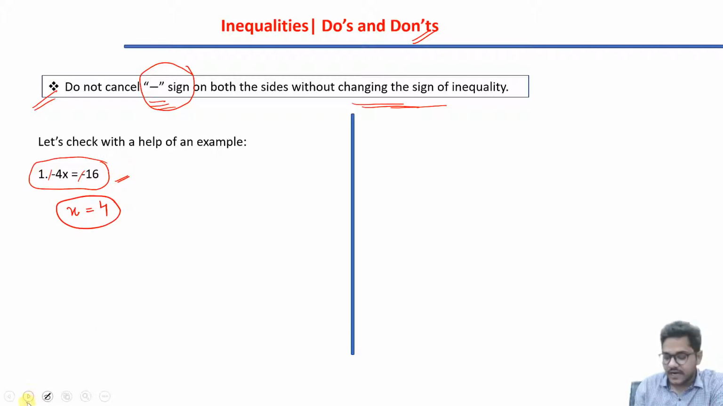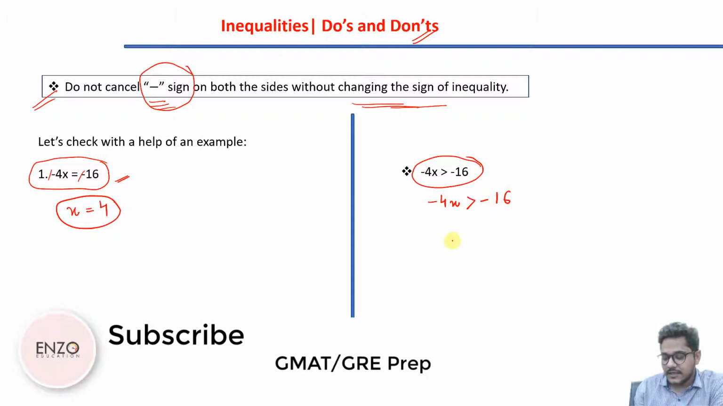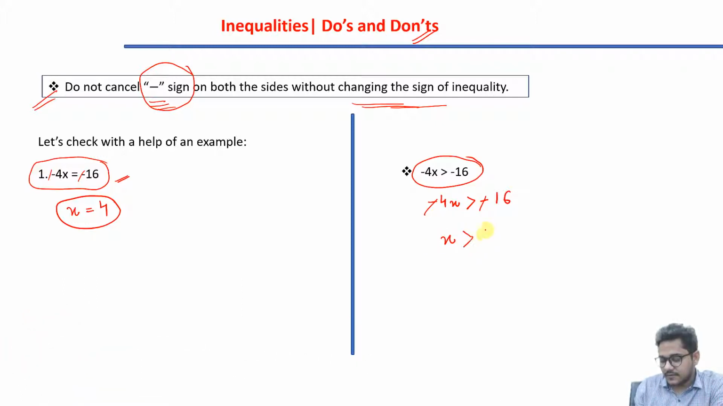Now what happens if we have to deal with inequality, that is, minus 4x is greater than minus 16? Can we cancel the negatives on both sides? Let's see what happens if we do that. If we do that, minus sign, minus sign, x is greater than 4. See, we are getting x is greater than 4.